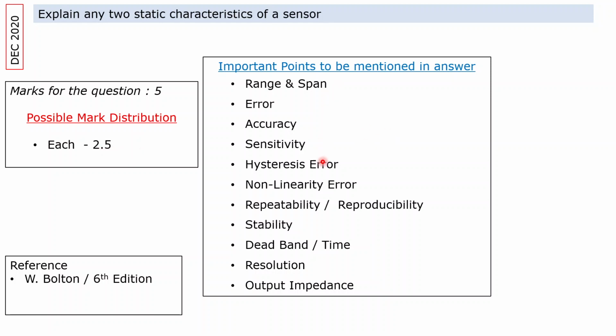So I have listed all the static characteristics here. You can mention any one, but I suggest you mention any two which have either a graph or a figure, such that it can help you to get 5 marks very easily. So better to select two characteristics which have a figure or a graph.